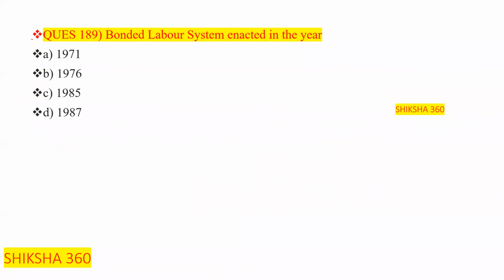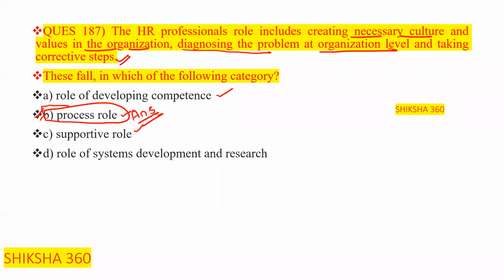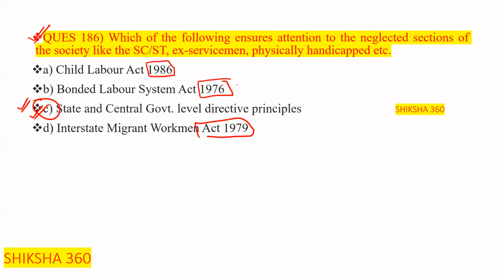Now move to the next. Bonded labor system enacted in the year. I have already told you, they have asked a question on that also. Bonded Labor Act enacted in the year 1971, 1976, 1985 and 1987. Here we have discussed that the Bonded Labor Act is of 1976, and the Child Labor Act came after 10 years from that, in 1986.